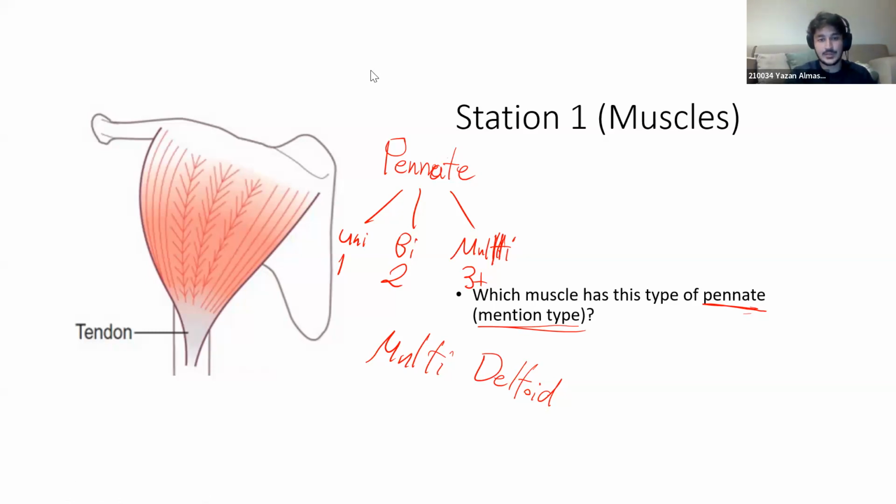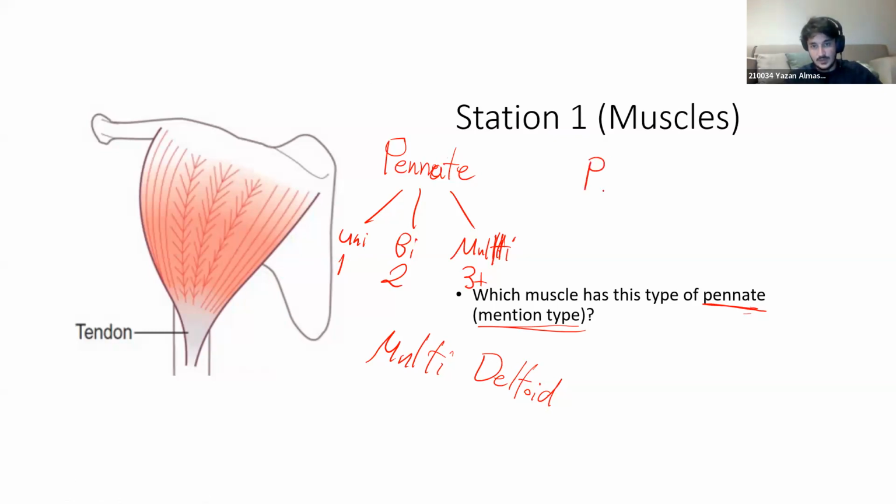Okay. So extensor digitorum longus. Yes, that's correct. Sternocleidomastoid. Okay. So for the ones that are saying Sartorius, it's not correct. And I'll explain why. Because we have two types of fascicle from the beginning.